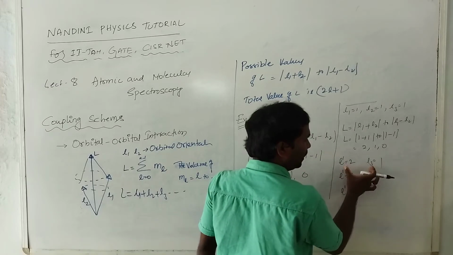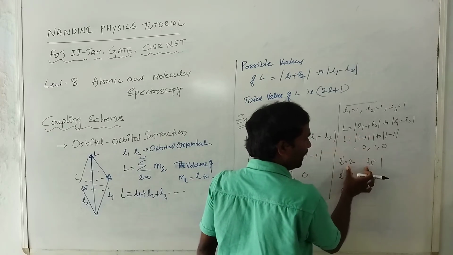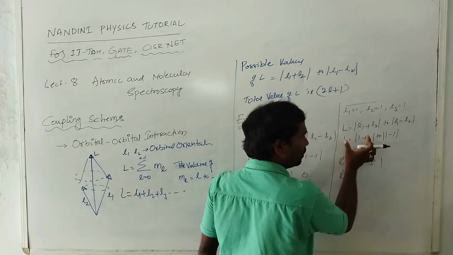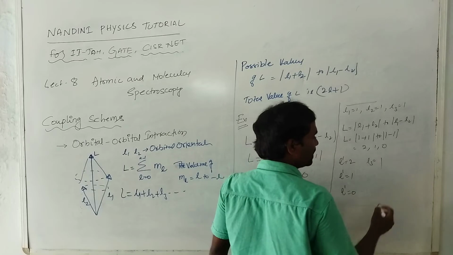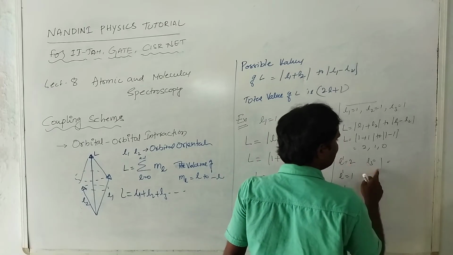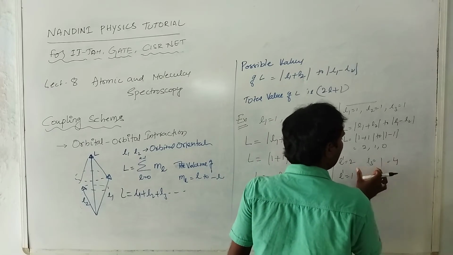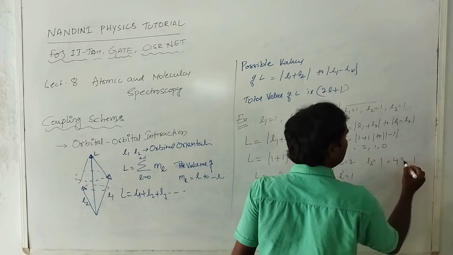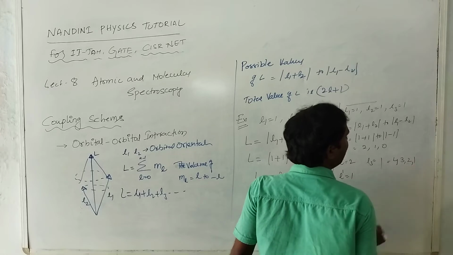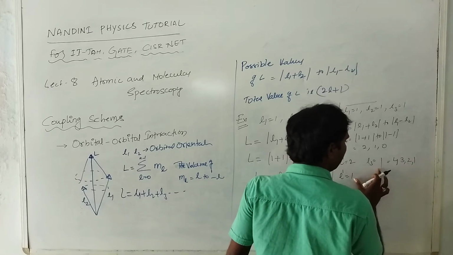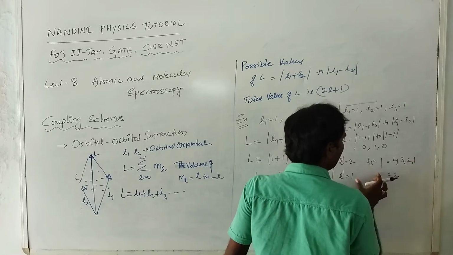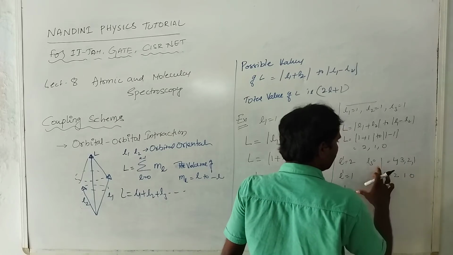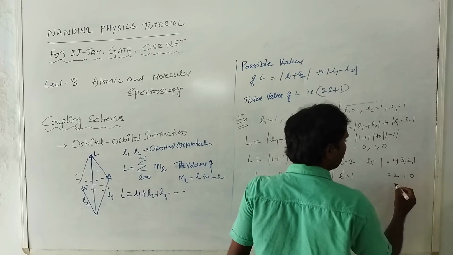Similarly, you will again use this formula and identify the states. For L dash equal to 2 and L3 equal to 1, this gives 2 plus 1 is 3 and 2 minus 1 is 1, and in between 2 will come. Similarly, using the next one, 1 plus 1 is 2 and 1 minus 1 is 0, in between one number, 1 is there. And for L dash equal to 0, this is 0 plus 1, only one state.